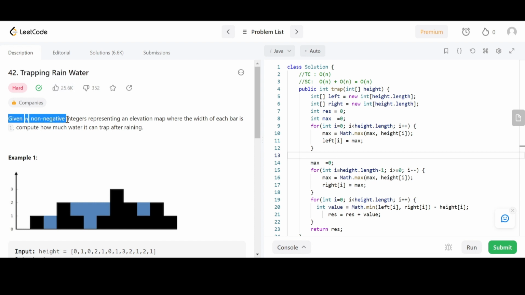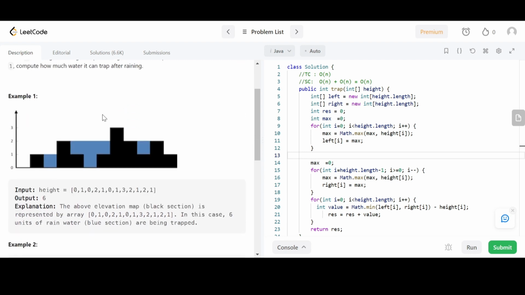Given n non-negative integers representing an elevation map where the width of each bar is 1, compute how much water it can trap after raining. So we are given an elevation map, and if you can see, the water is trapped between the bars, where the bars act as a container. So 6 units of water are captured after raining.